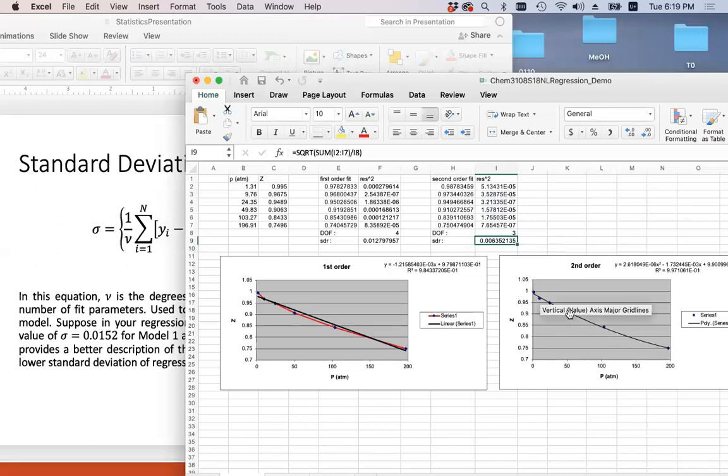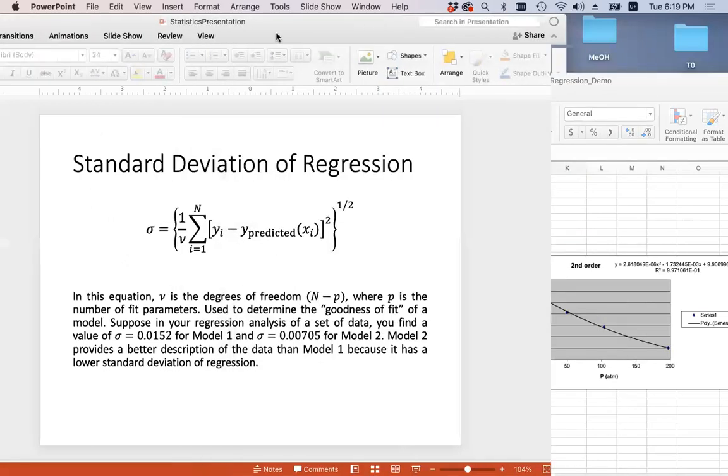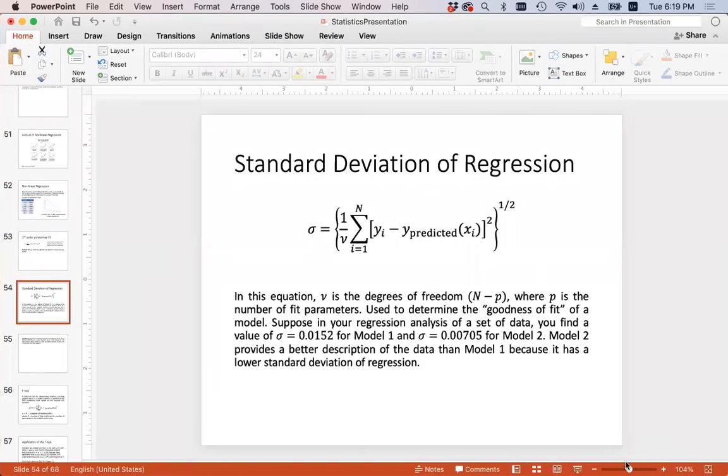As you can see, when we add an extra fit parameter, the fit gets better. The curve more closely approximates the data. It goes through all the data points better, and the standard deviation of the regression decreases when we go from linear to quadratic. Okay. Any questions about that before we move on?